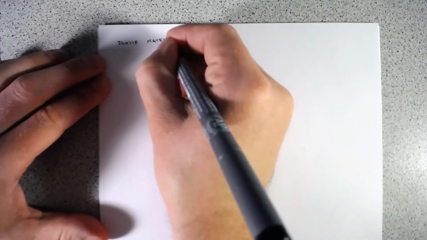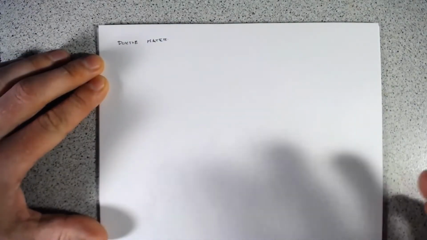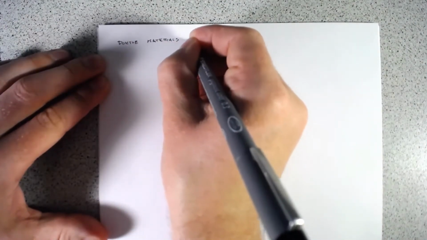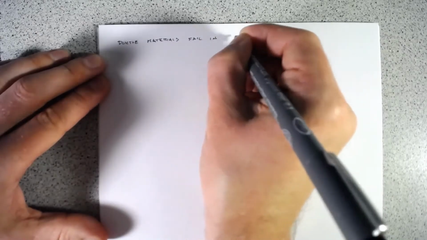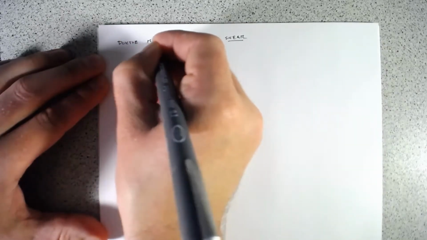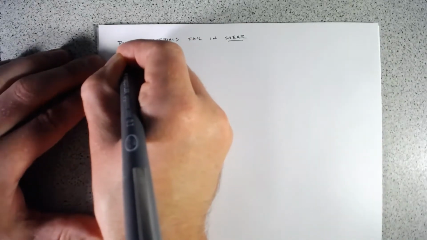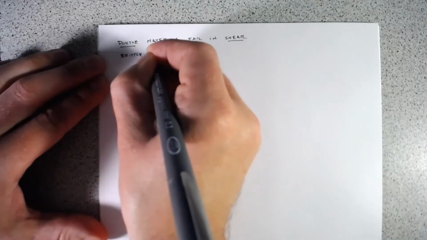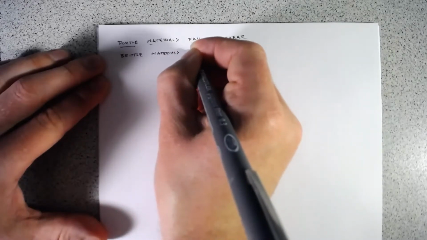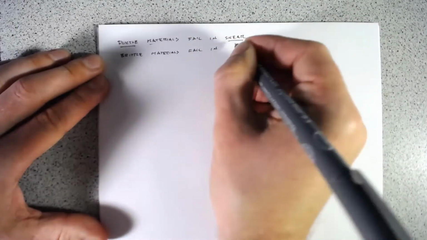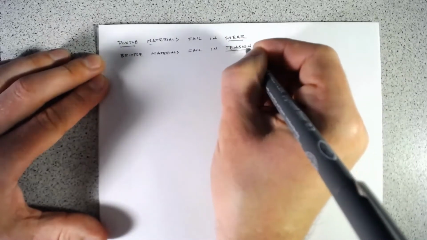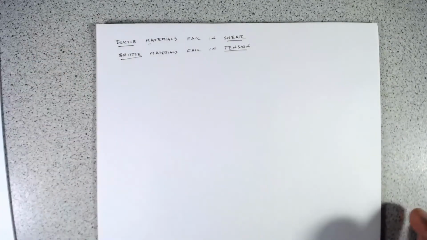And this is really, if we think about our materials really as ductile and brittle, ductile materials fail in shear, and brittle materials fail in tension.